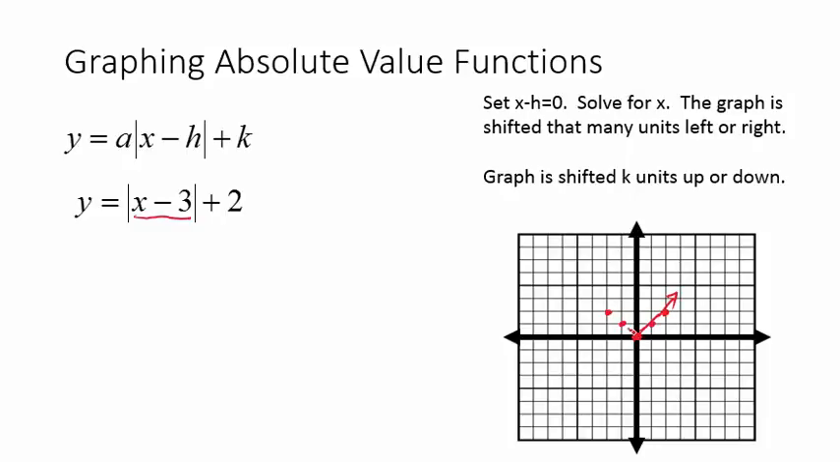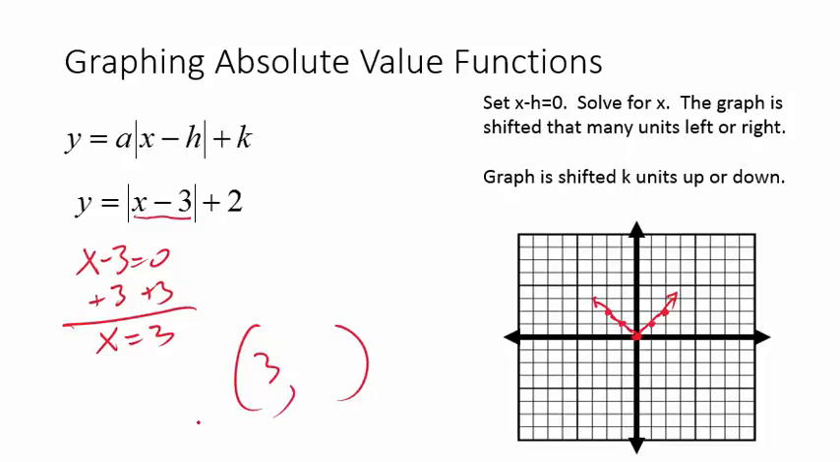And we want to see where this gets shifted to if I have an x minus 3 and a plus 2. Again, set the x minus 3 part equal to 0. To solve, we've got to add 3 to both sides. So that tells me that the x-coordinate of my vertex is 3. Now, to find the y-coordinate of the vertex, that's just the plus 2 here at the end, which again tells me that this graph is going to be shifted over 3 and up 2, and that the new vertex is going to be right here.